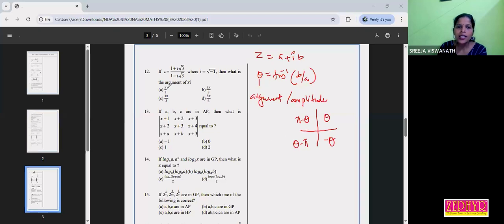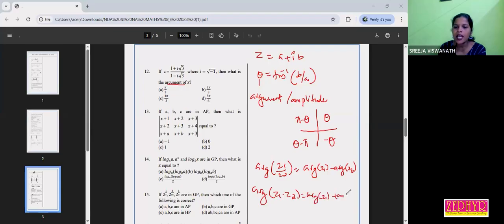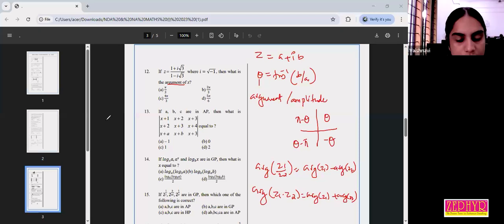And also, the argument has two properties. Argument of z1 by z2 is equal to argument of z1 minus argument of z2. And argument of z1 into z2 is equal to argument of z1 plus argument of z2. These two properties are important. Is it clear? Yes, teacher.